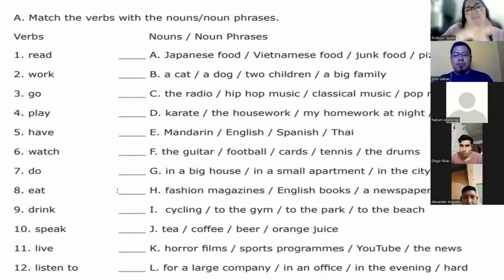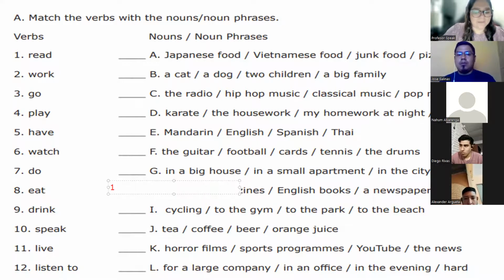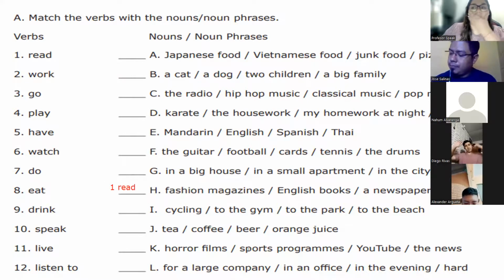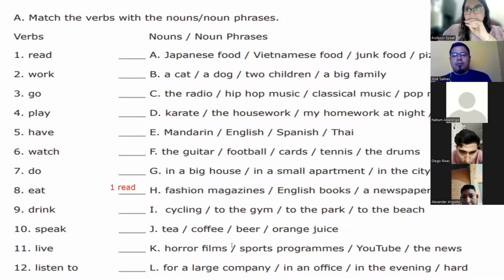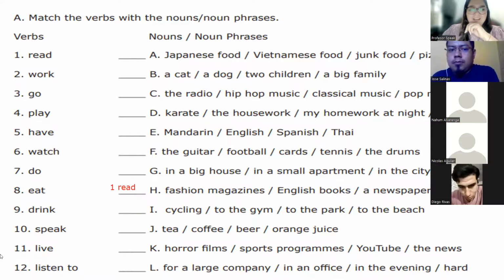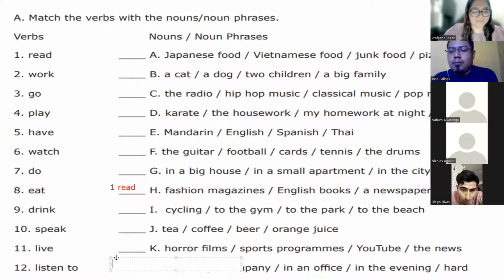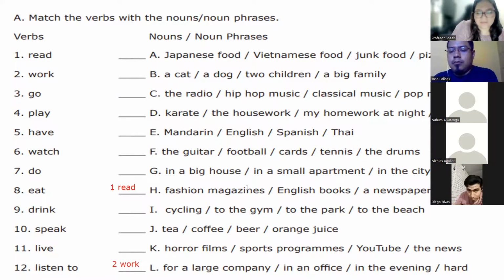Solo ahora lea. Read fashion magazine. Read English book. Read a newspaper every day. So this is number one, right? That means that is read. Okay. Number two, guys, work. Alexander, what is number two? Letter L. Could you read it, Nicolas? Work for a large company in an office in the evening. Hard, thank you very much.